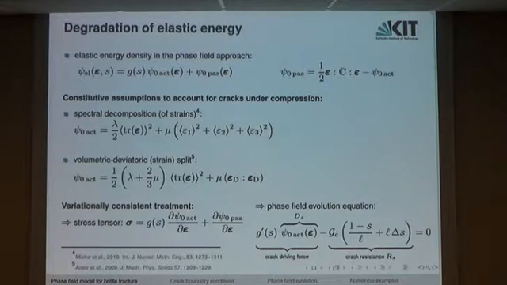In order to take the different behavior of cracks under compression into account, two approaches are well established. The spectral decomposition, in which only the positive principal strains are in the active part, and the volumetric deviatoric split, in which a positive volume change and distortion deliver energy to the active part. Variationally consistent treatment directly provides the phase field evolution equation, where the split prevents damage under compression, as well as the stress tensor, where the split introduces a contact condition in order to prevent interpenetration of material.